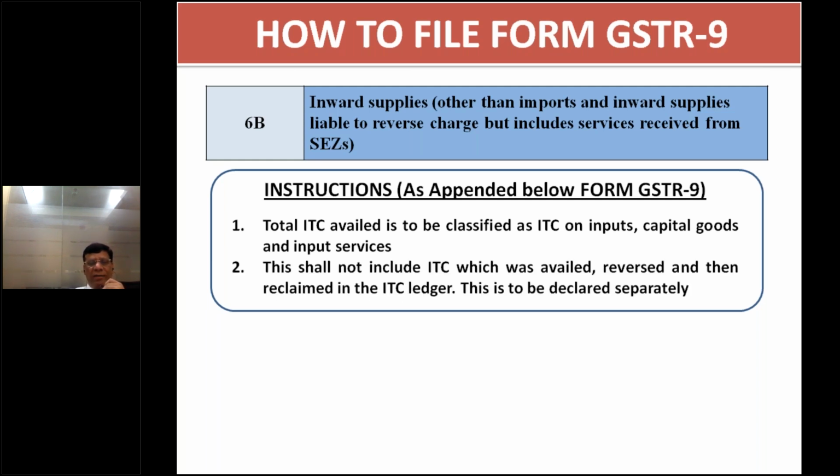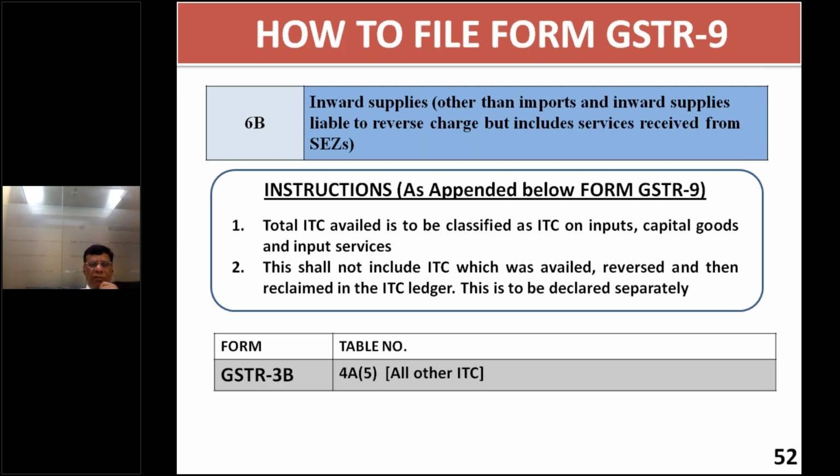This shall not include ITC which was availed, reversed, and then reclaimed in the ITC value. This is to be declared separately. So this particular aspect is to be taken care of, that in each table we have to mention only precisely that particular information which is given in the instructions below Form GSTR. This information we have to bring from Table 3B, 4A5, all other ITC.